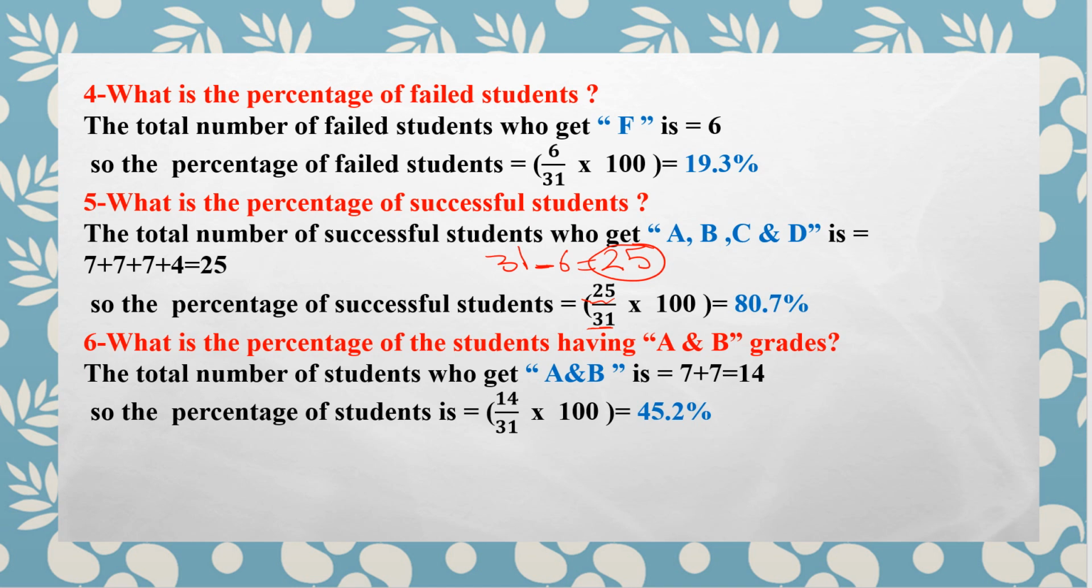Question 6. What is the percentage of students having A and B grades? So the total number of students who get A and B equals 14, as 7 for A and 7 for B. So the percentage of these students equals 14, which is the total frequency for classes A and B, over 31, which is the total frequencies, times 100, as we need the percentage, and this equals 45.2%.